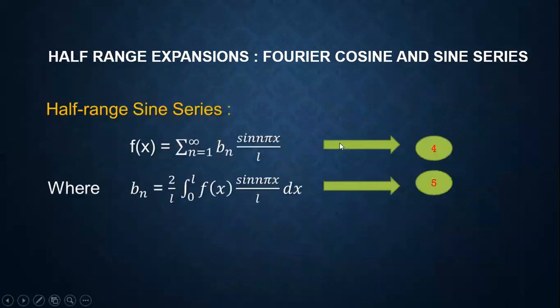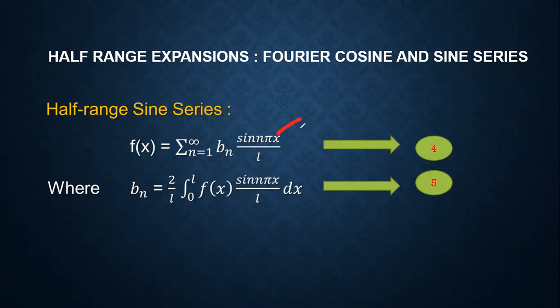And similarly for the half range sine series, it can be an odd function, so it contains only bn, that is, the a naught and an values are equal to 0. Now, bn, f of x is equal to the series represented in terms of the sine.